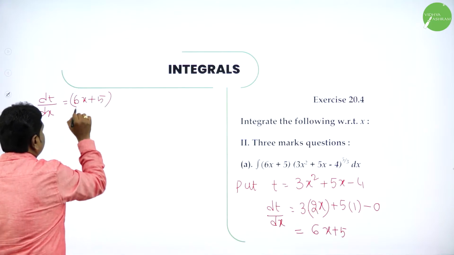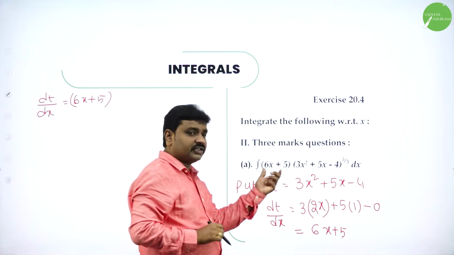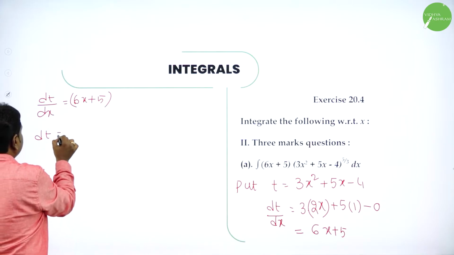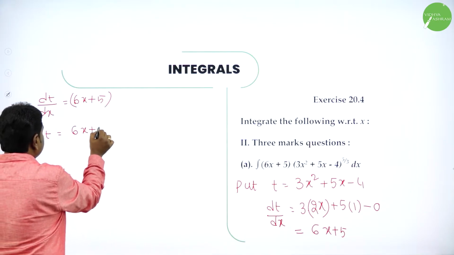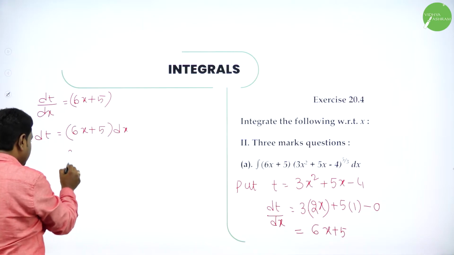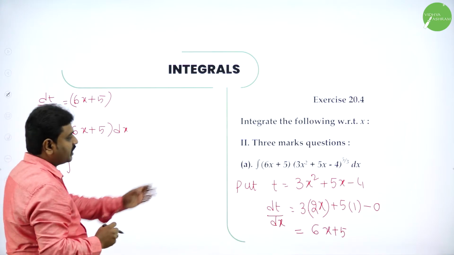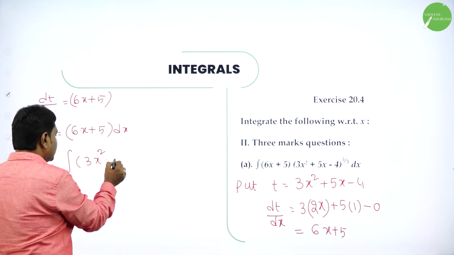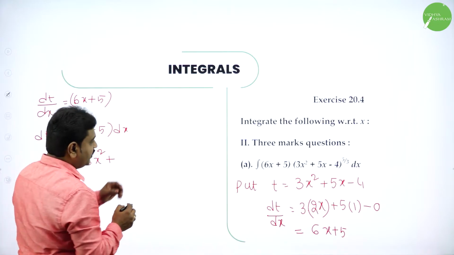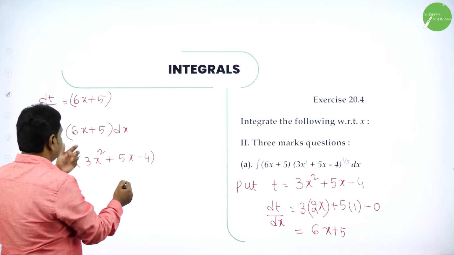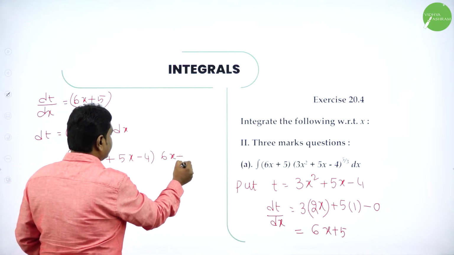Now remaining part of the function. What is the remaining part of the function? 6x plus 5. Rearrange. So dt is equal to 6x plus 5 into dx. So the given problem becomes integration of. Can I rearrange the problem? 3x square plus 5x minus 4 into 6x plus 5 dx.